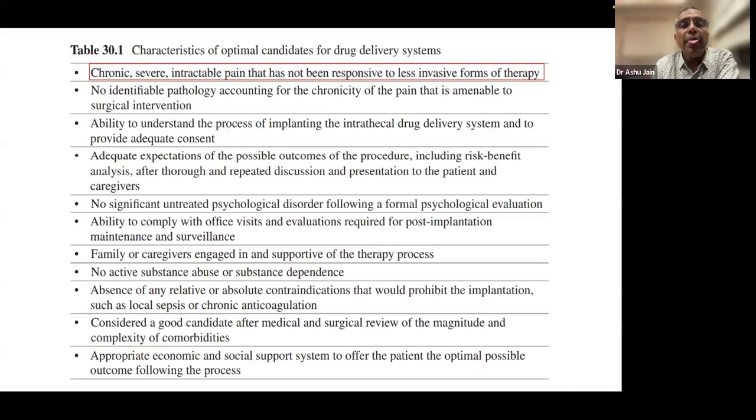You should be very careful about psychological issues and drug abuse, and their psychological behavior and condition and their dependency on that. Now, the most important point: what are the optimal candidates for these drug delivery systems? So this should be chronic, severe, intractable pain that has not been responsive to less invasive forms of therapy. So this is exactly what I was trying to tell you.